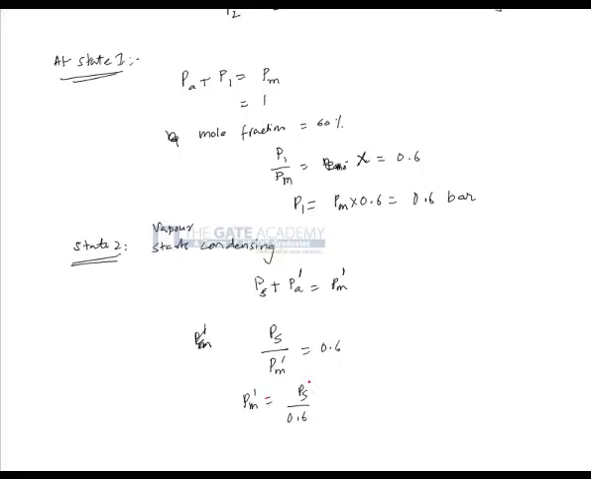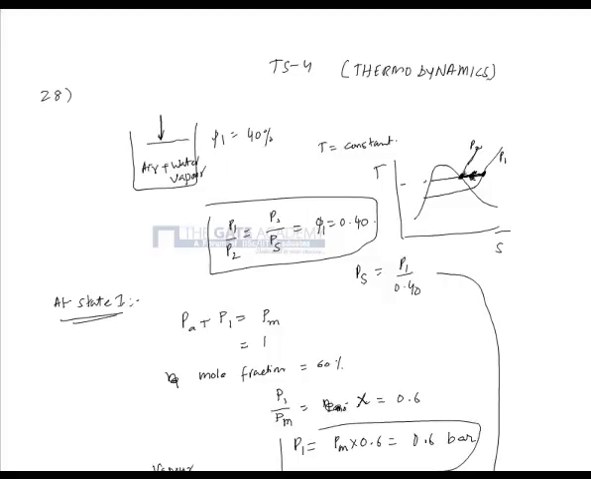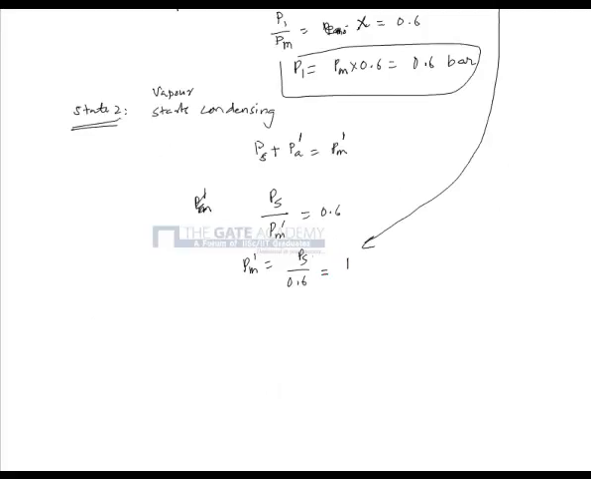Now PS, how do I relate? Now for PS, I have the relative humidity, which is given, so PS is equal to P1 by 0.4. I'll use this, and P1 I already got as 0.6. So PS is nothing but P1 by 0.4, that is 0.6 by 0.4, and then divided by 0.6 for PM dash. So this is 1 by 0.4, that is nothing but 2.5. So the new mixture pressure is 2.5 bar. So the answer is D. Option D. Thank you.